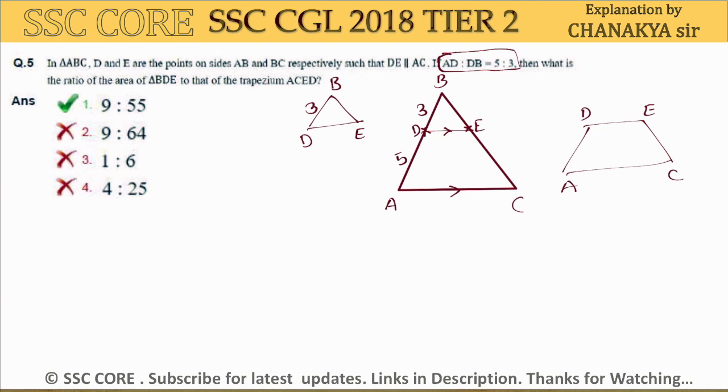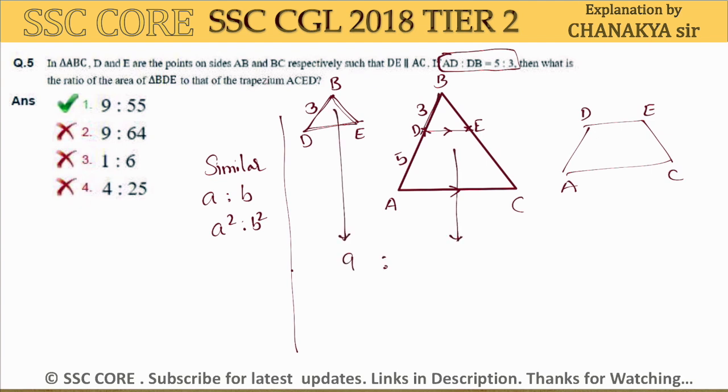If you see, the smaller triangle BDE and the bigger triangle BAC are similar triangles. In similar triangles, if the sides ratio is a is to b, the areas ratio is a square is to b square. So for the areas ratio, the first triangle is 3 square, 9, and the second triangle is 5 plus 3, 8 square, 64. So the trapezium, the remaining value, is 64 minus 9, 55. Answer is 9:55. Smaller triangle area 9 parts, bigger triangle area 64 parts, trapezium area is 55 parts. Answer is the first option.